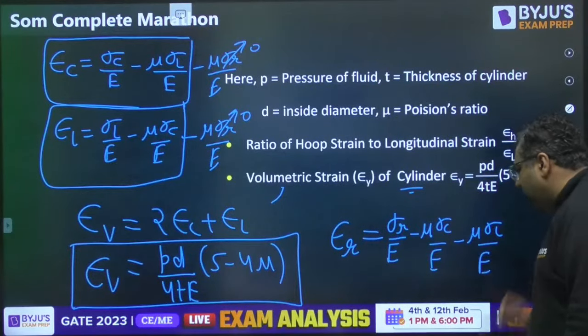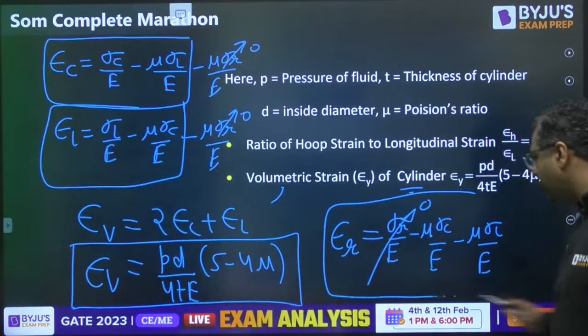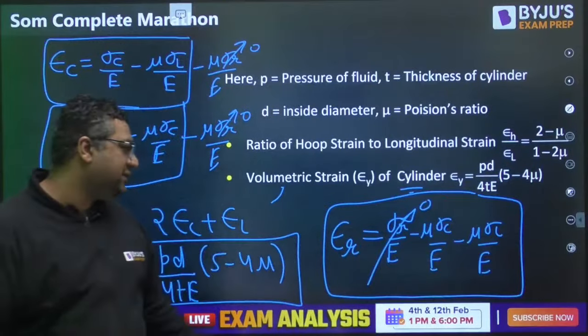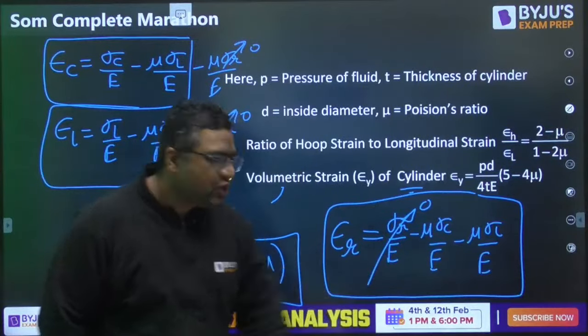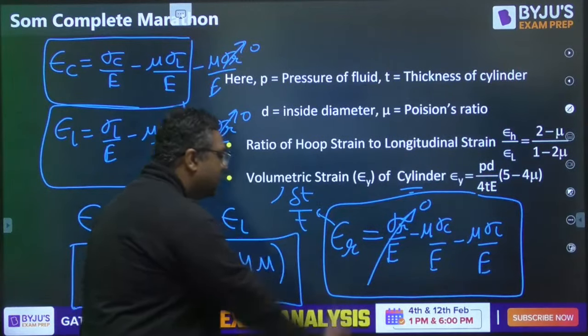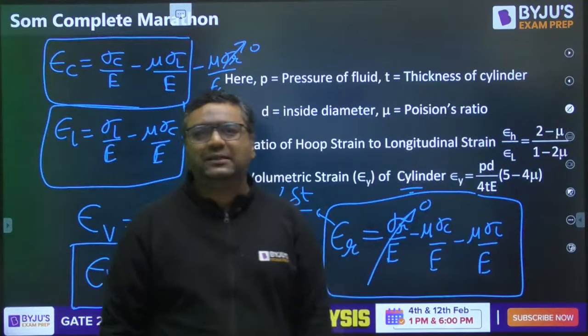And you won't believe, in GATE 2022 a question came from this in the mechanical paper. The question was: what is the change of thickness? In the radial strain you will have change in thickness per unit thickness, so you can find the change of thickness using this formula. I feel everybody is getting it.